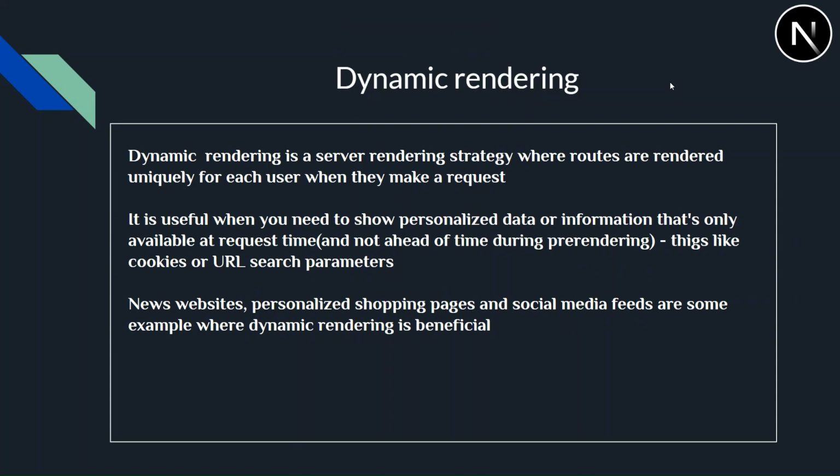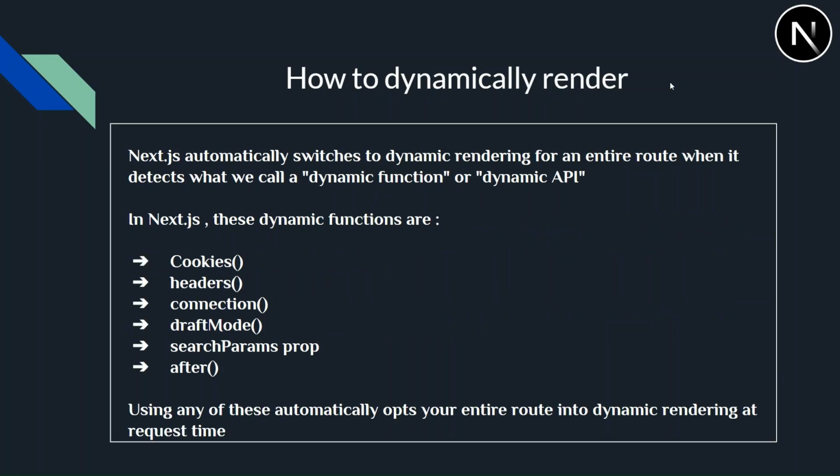Now, let's understand how we can implement it with the help of some functions. So, how to render dynamically? Next.js automatically switches to dynamic rendering for an entire route when it detects what we call a dynamic function or a dynamic API. Here, we have a list of dynamic functions through which we can implement dynamic rendering in our application. So, let's see this. In Next.js, the dynamic functions are cookies, headers, connection, draftMode, the searchParams prop, and after. Using any of these automatically opts your entire route into dynamic rendering at request time.